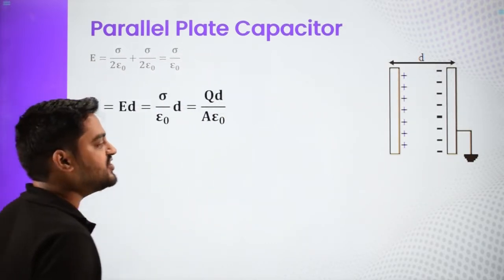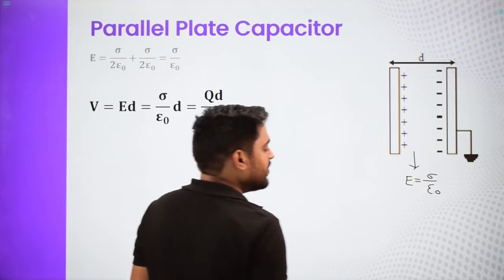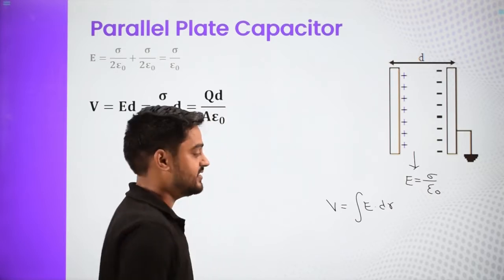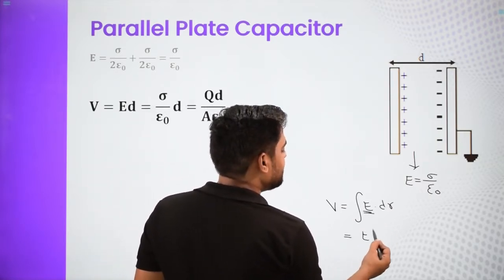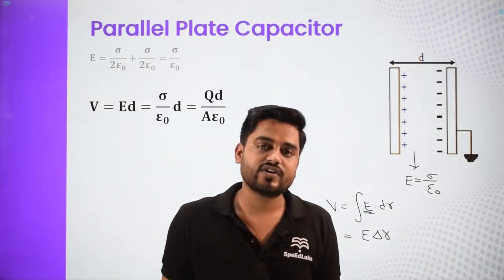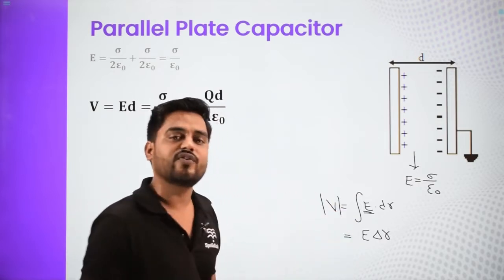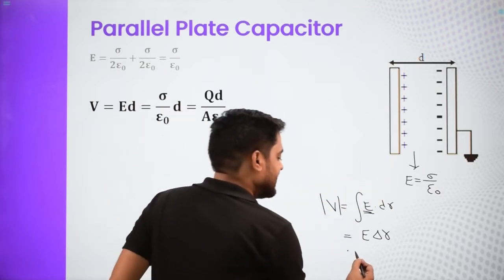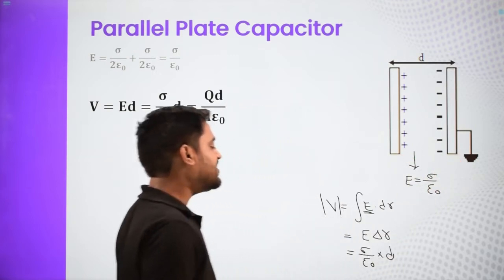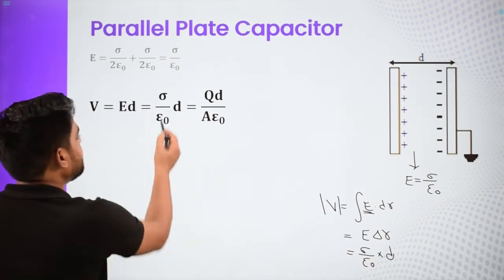Now, how do we write the potential difference? We have already established that E over here is sigma by epsilon naught. So how do we write V? V is nothing but the integration of E dot dr. If E is constant over here, then it will be just E into delta r. There is a negative sign which indicates that as we move in the direction of the electric field, the potential decreases, but here we are not using that. We just want the magnitude of the potential difference. So E is sigma by epsilon naught and this distance is D. So eventually my potential difference is sigma D by epsilon naught.